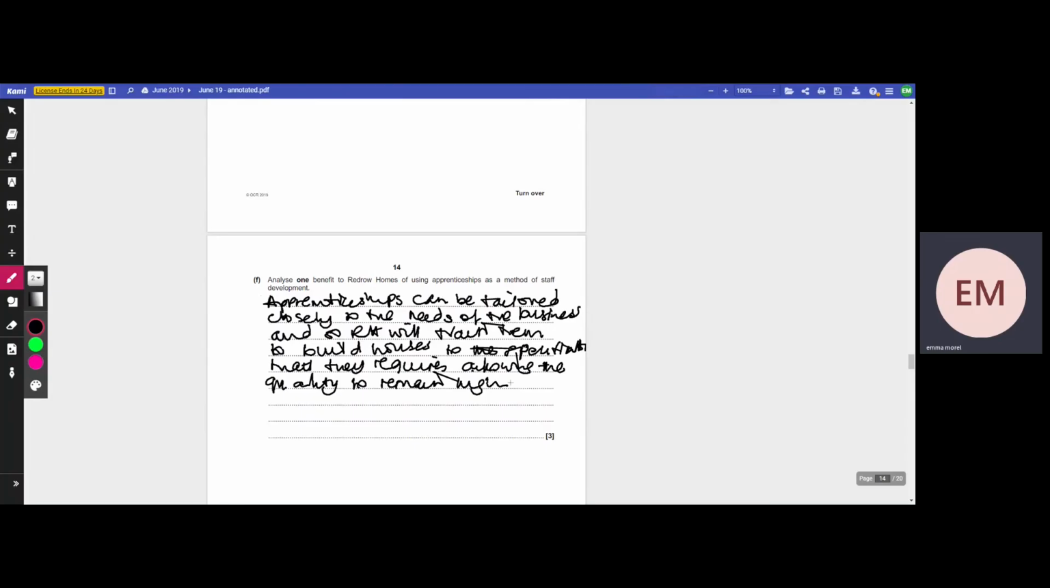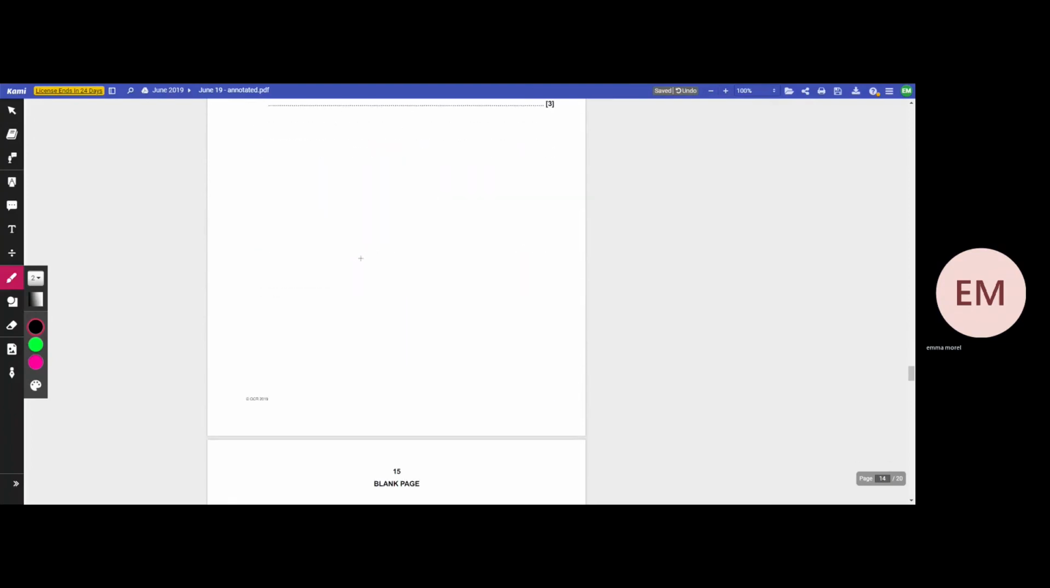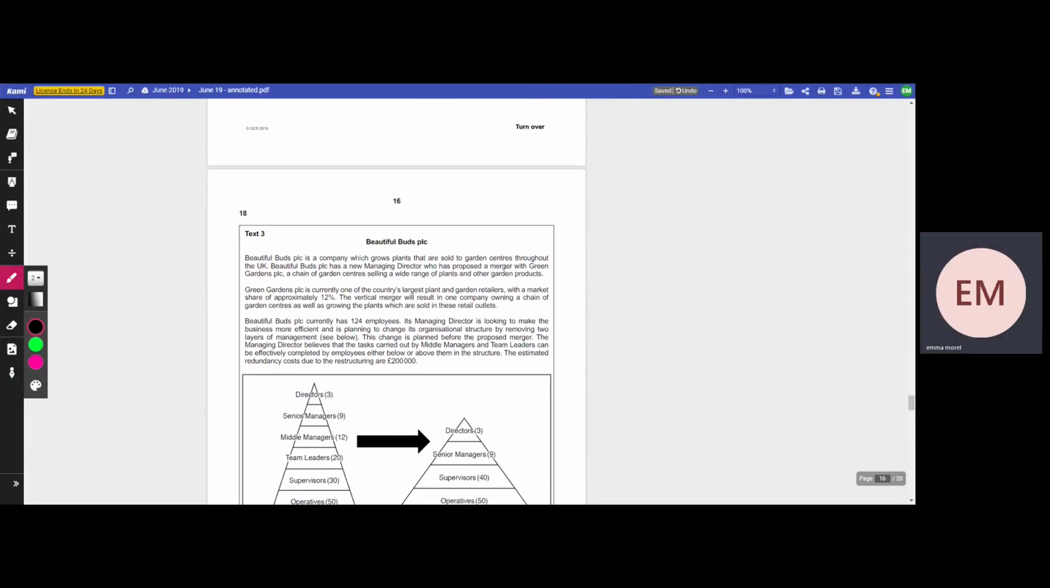So that would be enough to get us 3 marks, okay? Because we've said closely tailored. So there's our understanding mark. Closely tailored to the needs of the business, there's 1 mark. And so we'll train them to build houses. There's our application to specification that they require, allowing the quality to remain high. Job done. Moving on then.